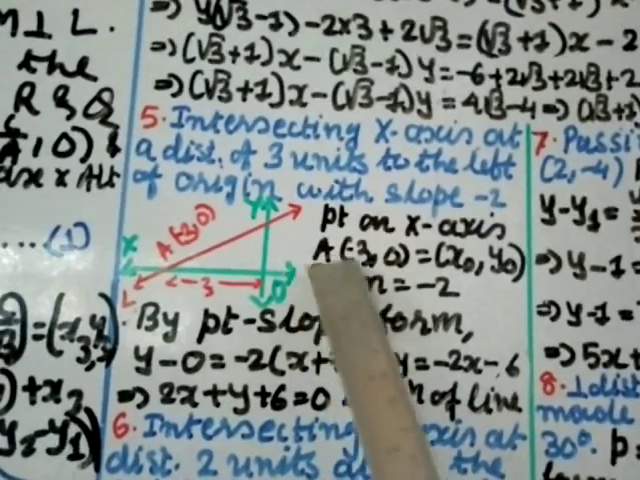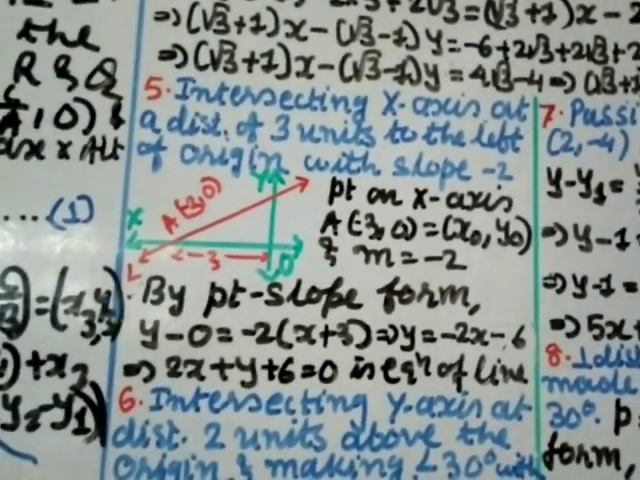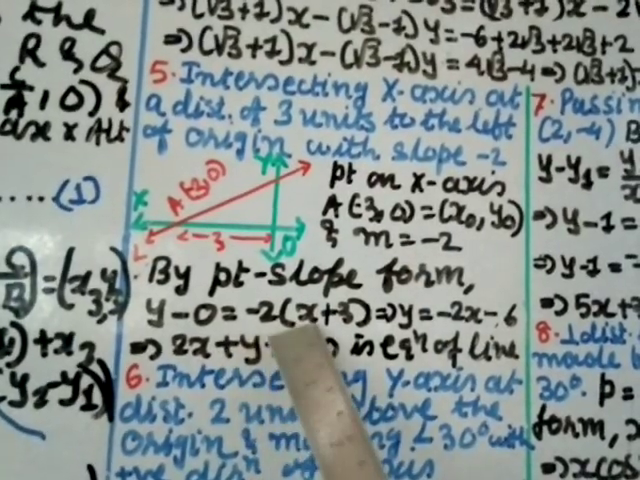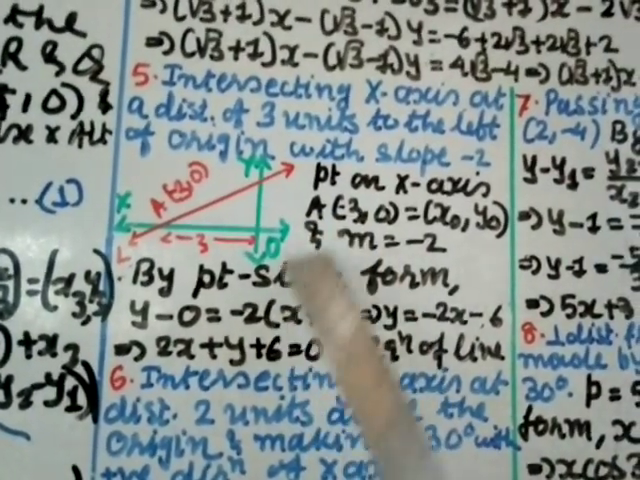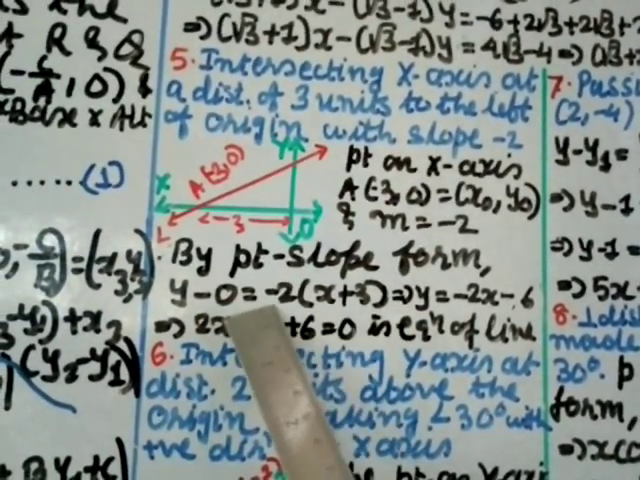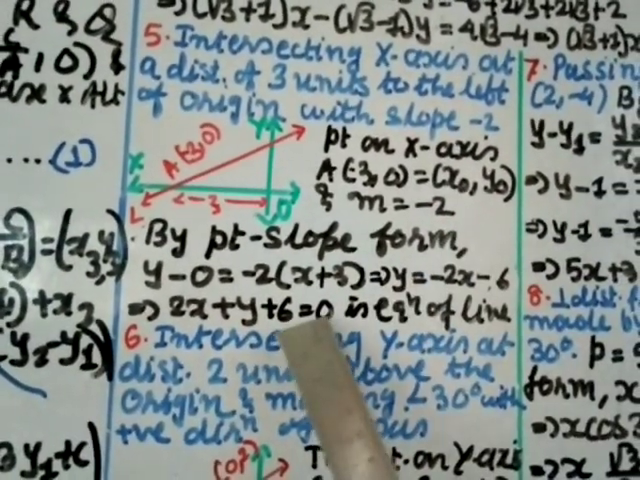The point on the x-axis is minus 3, 0, that is x naught y naught, and the slope m is equal to minus 2. So you can use the point slope formula. By point slope form, y minus y naught, where y naught is 0, equal to m, which is minus 2, times x minus x naught, so x minus minus 3, which becomes plus 3. Here y minus 0 is y, minus 2 multiplied here, so minus 2x, minus 2 into 3 is minus 6. Transfer over this side, since it's negative, it becomes positive. So minus 2x transfers to become plus 2x, plus y is there, and minus 6 also transfers, so plus 6. And this is the required equation of the line.